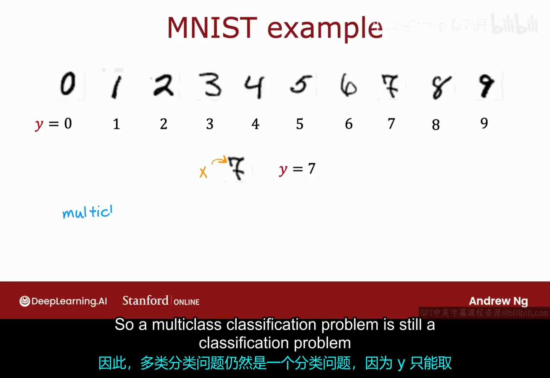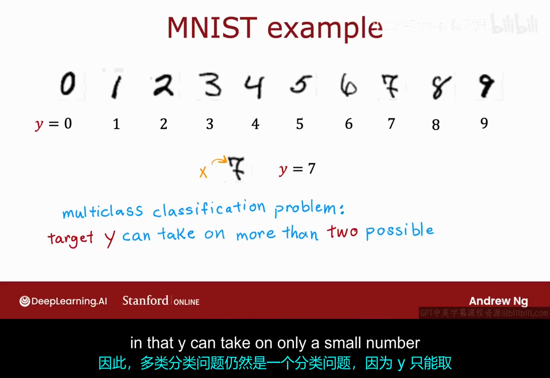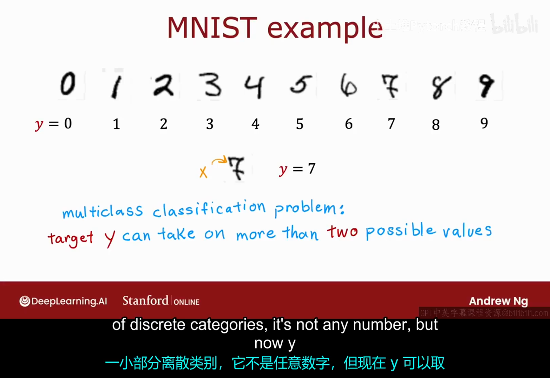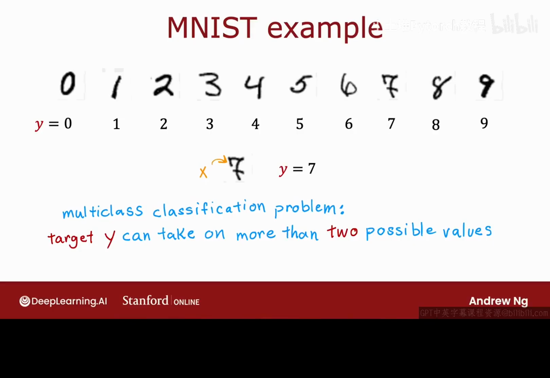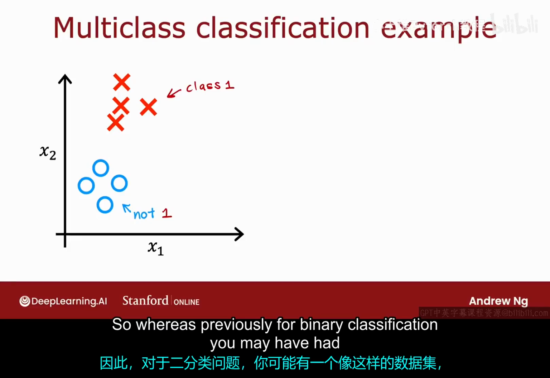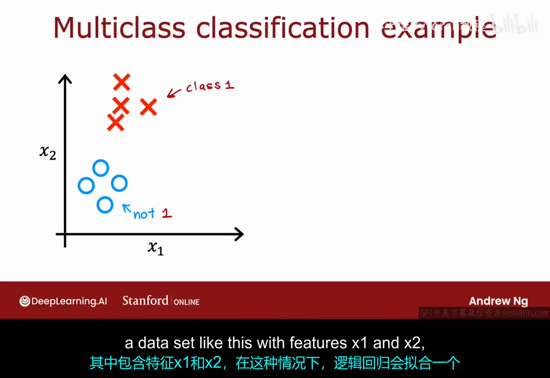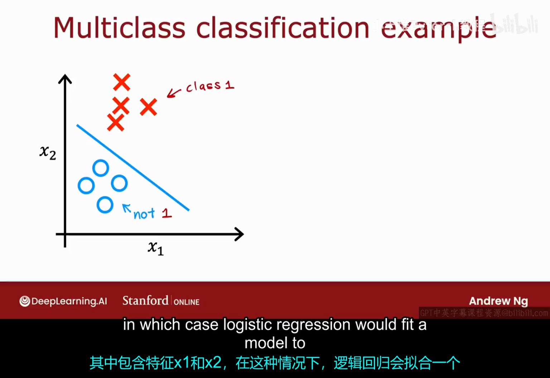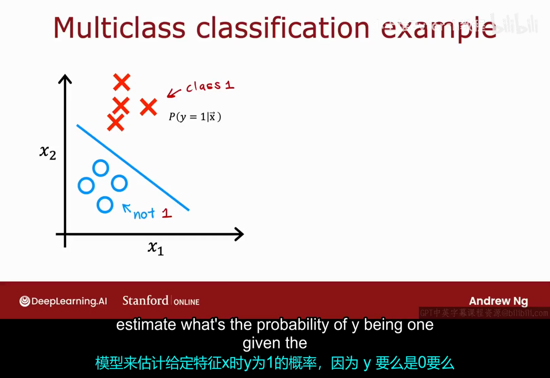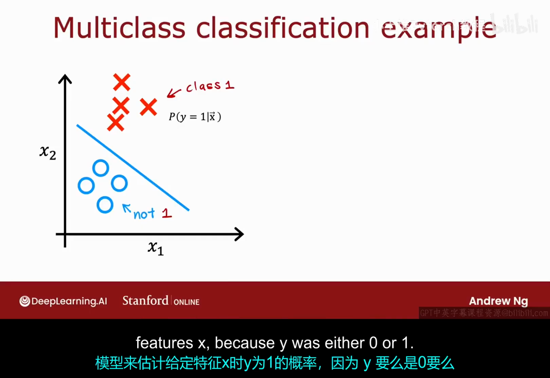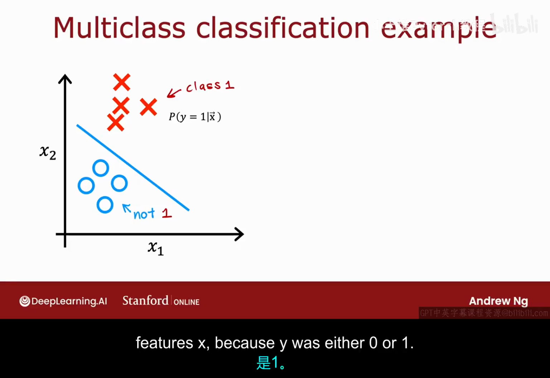So a multi-class classification problem is still a classification problem in that y can take on only a small number of discrete categories, not any number. But now y can take on more than just two possible values. So whereas previously for binary classification, you may have had a data set like this with features x1 and x2, in which case logistic regression would fit a model to estimate what's the probability of y being 1 given the features x, because y was either 0 or 1.